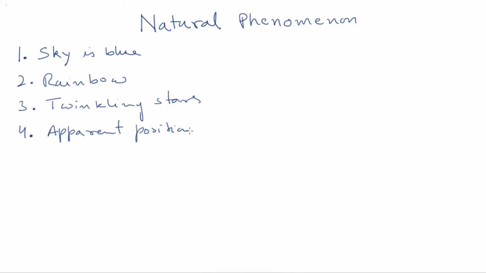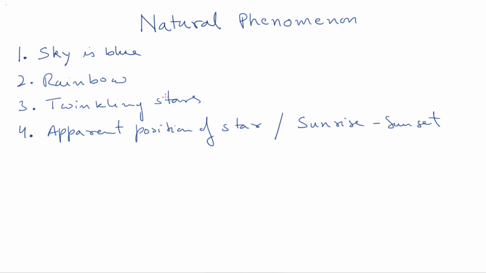Comets. Apparent position of star, which includes your sunrise sunset concept. Anything else? You have your sky is blue and Tyndall effect, which we will be doing there itself, I think. So these are the natural phenomena that you have to understand in detail.